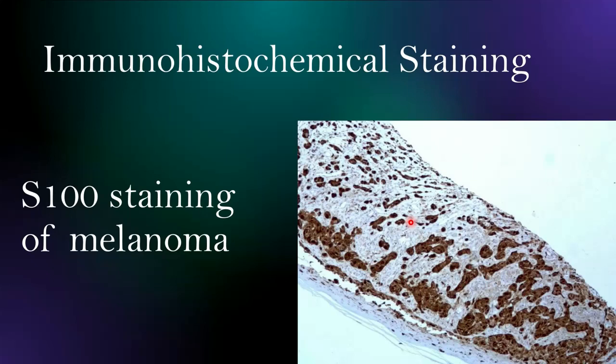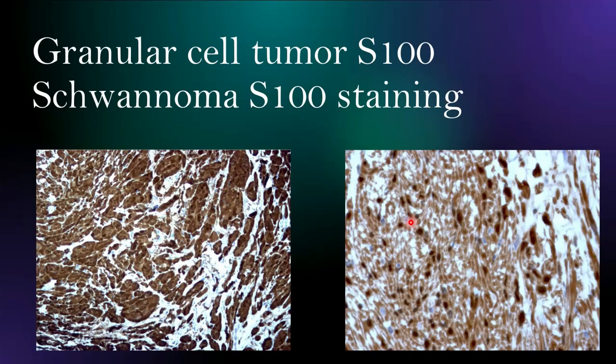Immunohistochemical staining is S100 staining for melanoma. It is highly sensitive for melanoma. More than 90% of the lesions may be stained by S100 staining in case of melanoma. But the problem is both the granular cell tumor and the schwannoma, a nerve sheath tumor, can also take up the S100 staining. Then how will we differentiate it from a melanoma? For that, we have to go for more specific stains.